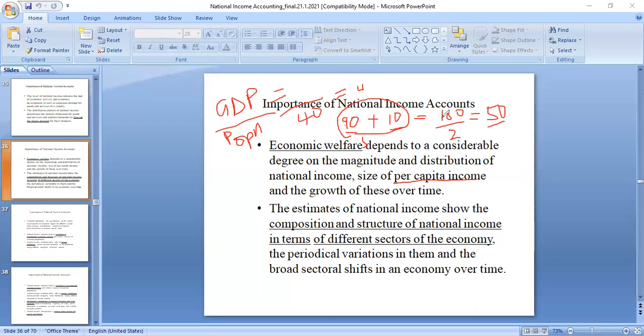And then it will be able to plan. Of course, when you see that this sector is faring well, you continue to invest in that sector. Maybe this sector is not faring well, then at the end of the day, it guides the government on where to invest. What we call sectoral shifts in an economy over time.